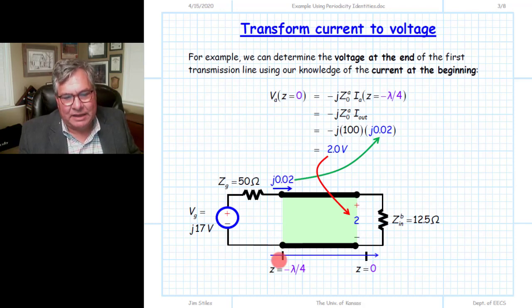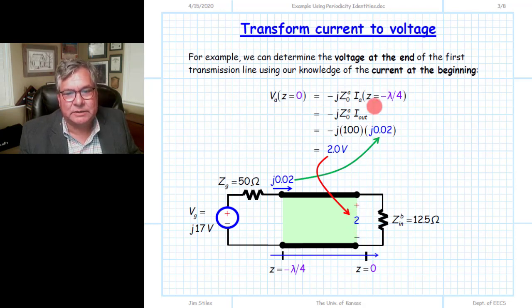If we move down the line a quarter wavelength, and in this case we're moving in the direction of increasing z, we start here at minus lambda over 4, that's our index. We add lambda over 4 to it, and of course we add lambda over 4 to minus lambda over 4, we get an index of z equal to 0. So we're starting at a point and adding lambda over 4 to get our new point. And so we can take the current at the original point and find the voltage at this new point a quarter wavelength further down the transmission line. So make sure you see that and use the right identity there.